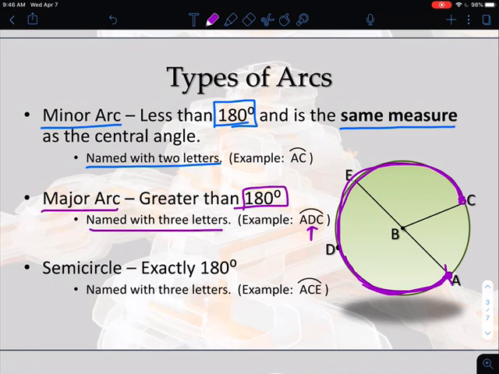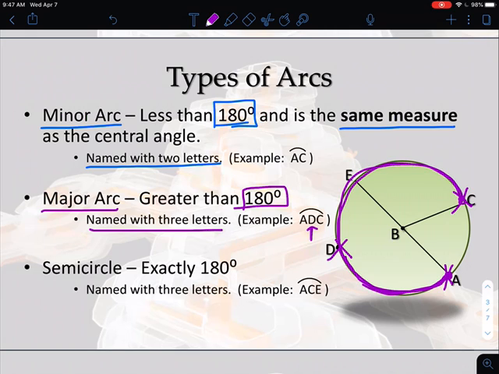So I'm starting at point A, and then I need to travel to point D, and then I continue on until I finish at point C. So the major arc, when I name it, tells you exactly how to travel. Start at the first point, pass through the second, finish at the third. And that's what we're going to do every time. And so ADC goes all that way around.